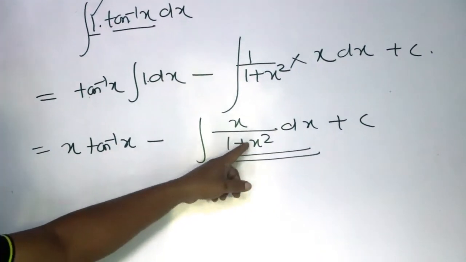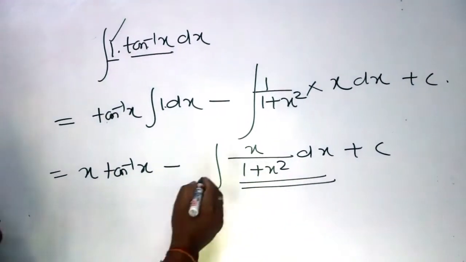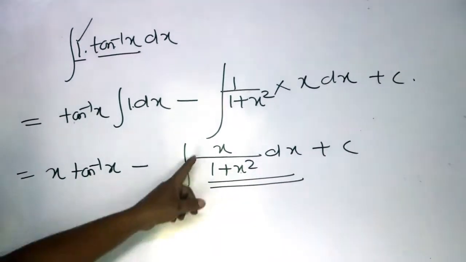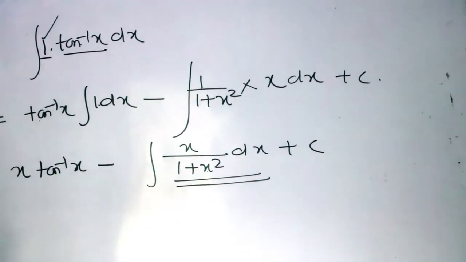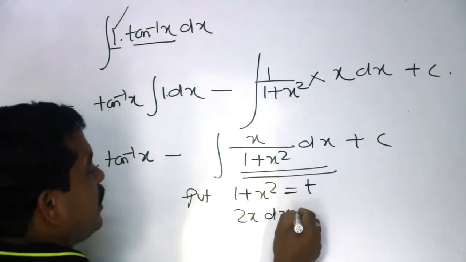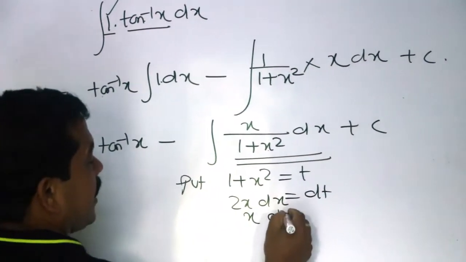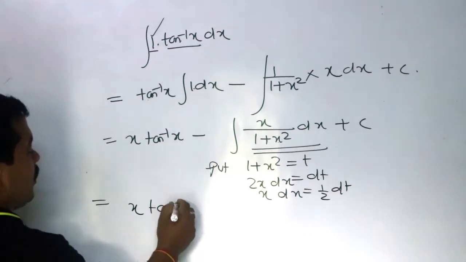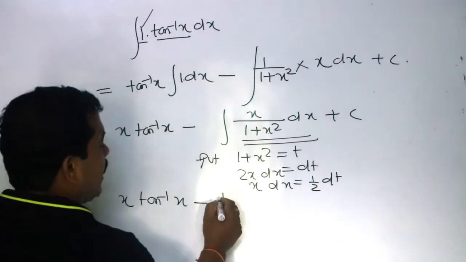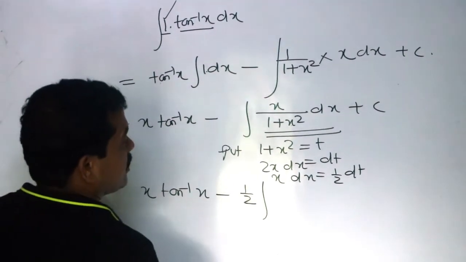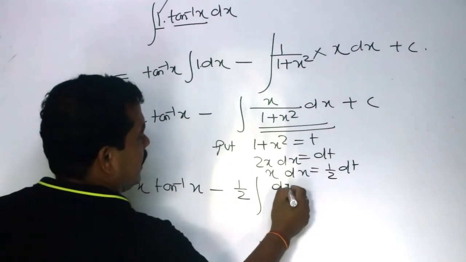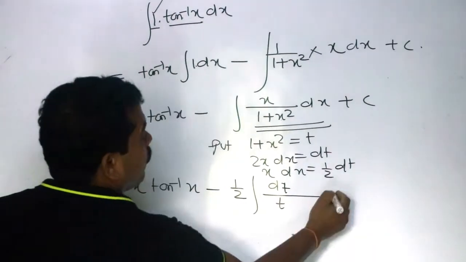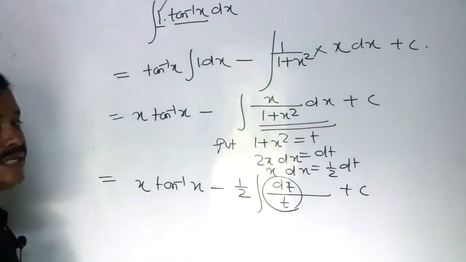This integration will be evaluated by the method of substitution. Here the numerator is a second degree polynomial and the denominator is a first degree polynomial. So we take the denominator as t, put 1 plus x square equals t. Then 2x dx equals dt, meaning x dx equals half dt. Then the integration becomes x into tan inverse x minus, taking half outside the integration, instead of x dx we write dt, and the denominator is t, plus c. Then we can evaluate this integration easily.